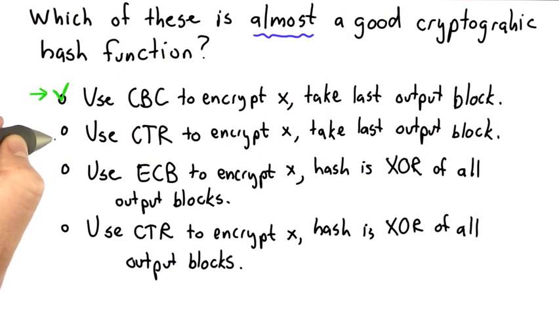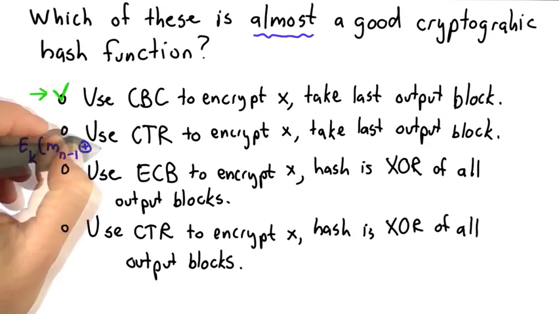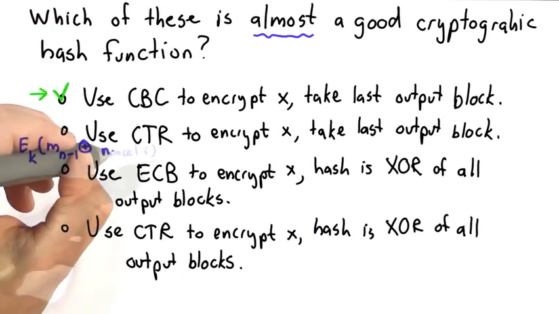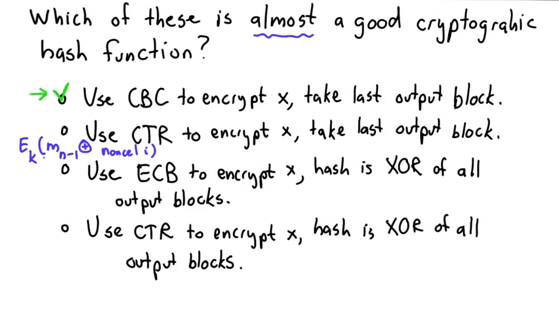So with counter mode, the value of the last output block is the encryption of the last block in the message XORed with the counter value and the nonce. And that doesn't depend on any other blocks in the message. It only depends on the last block. It depends on the length, the number of blocks before that. But if we want to find that pair of values x and y that hash to the same value, well, in this case, that's easy. We can change any of the previous blocks.